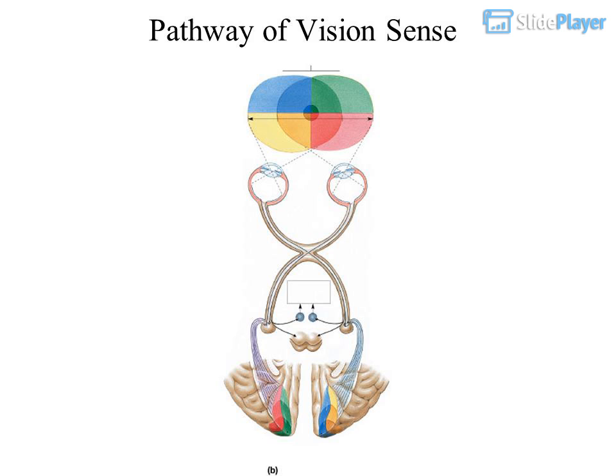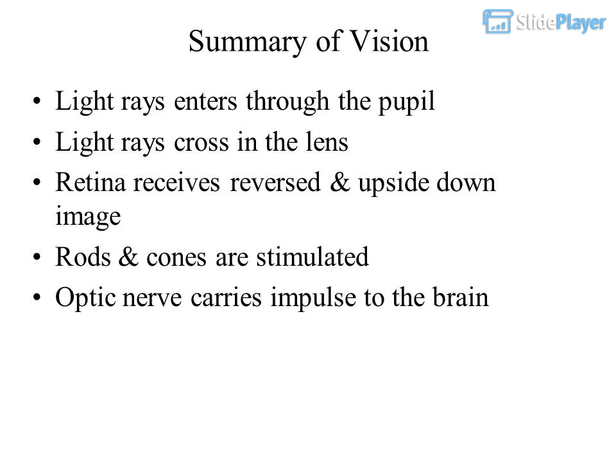Pathway of vision sense. Summary of vision: light rays enter through the pupil. Light rays cross in the lens. The retina receives a reversed and upside down image. Rods and cones are stimulated. The optic nerve carries the impulse to the brain.